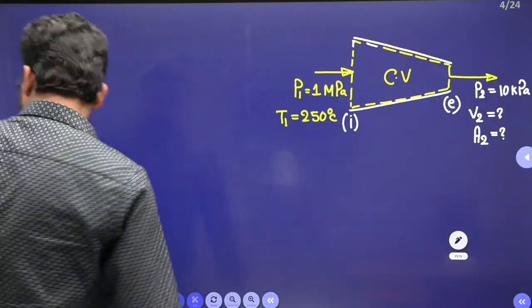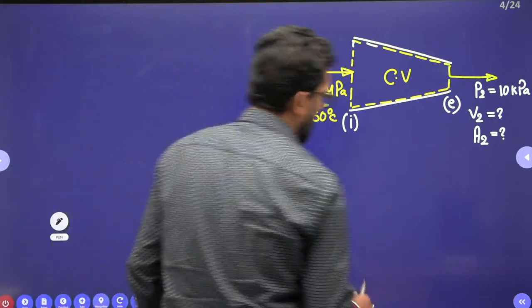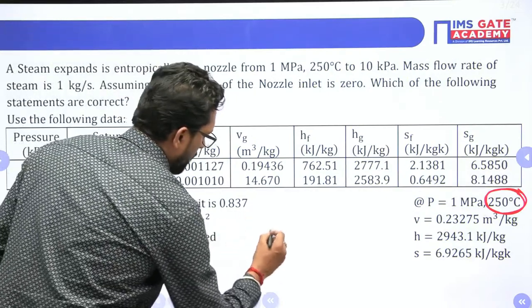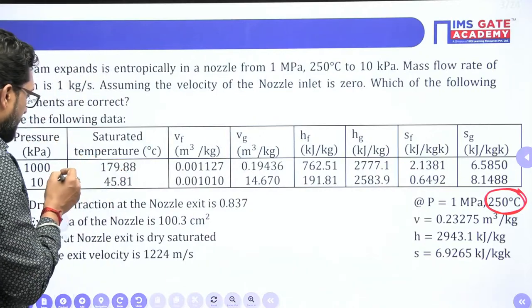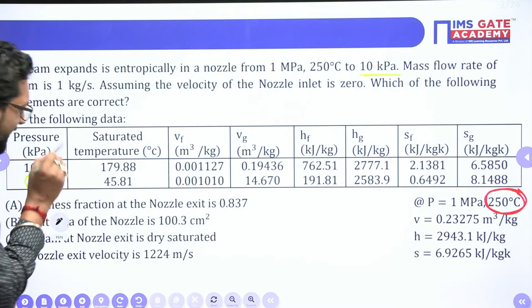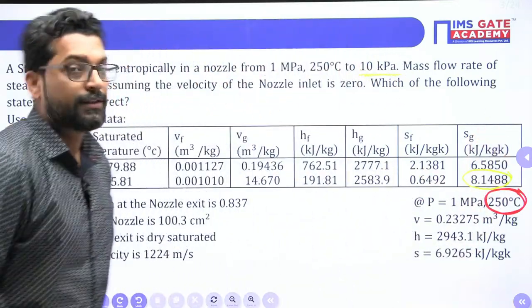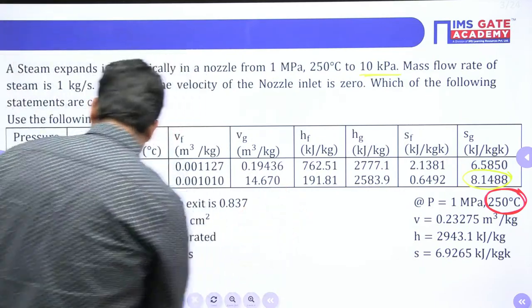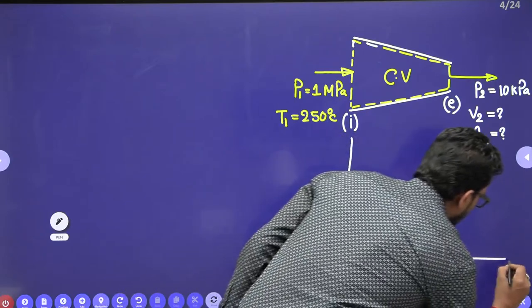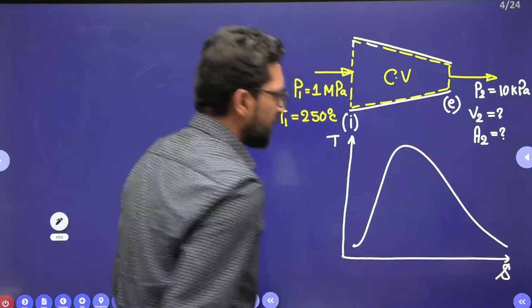Normal thing. So, beta, how to find it now? According to the given condition, if I see the table, this is very important. See, at 10 kilopascal, what is the SG? This is our SG. Okay. If you draw this on a TS plot, temperature versus entropy plot, this is our saturation curve, right?